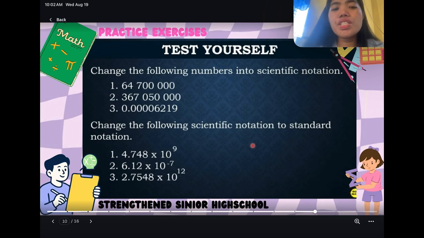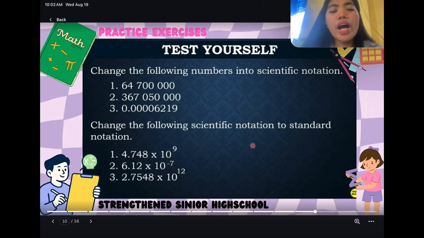Test yourself. Change the following numbers into scientific notation. Number 1, 54,700,000. Number 2, 357,050,000. And number 3, 0.0006219. Then change the following scientific notation to standard notation. Number 1, 4.748 times 10 raised to the power of 9. Number 2, 6.12 times 10 raised to the power of negative 7. Number 3, 2.7548 times 10 raised to the power of 12.